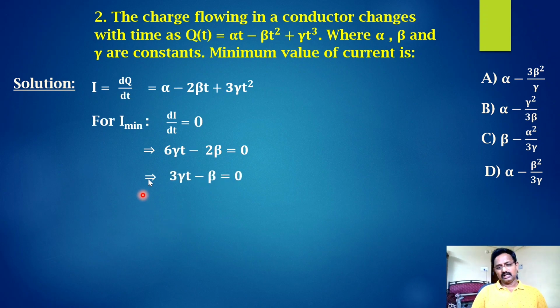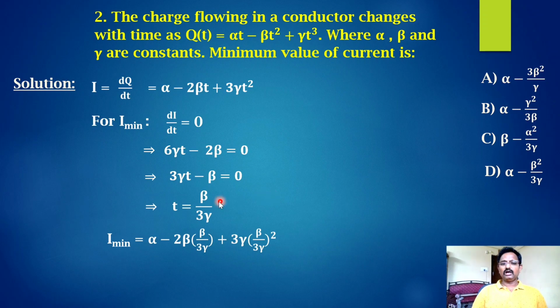Now divide both sides of the above equation by 2, we will get 3 gamma t minus beta is equal to 0. From the above equation we will find t. So t is equal to beta by 3 gamma. Now we will substitute this value of time in the first equation, then we will get I minimum. That is, I minimum is equal to alpha minus 2 beta, in place of t we substitute beta by 3 gamma, plus 3 gamma t square, in place of t we substitute beta by 3 gamma whole square.